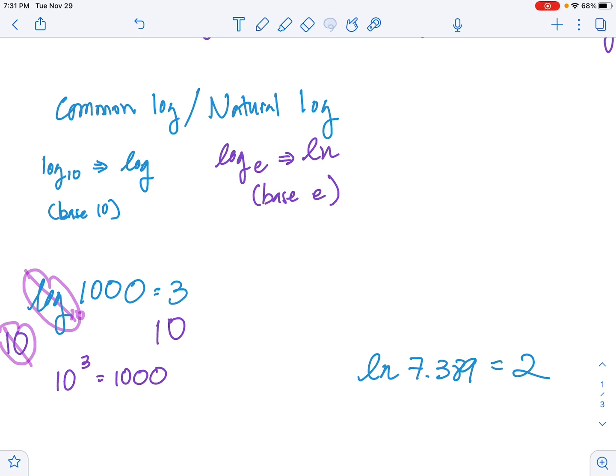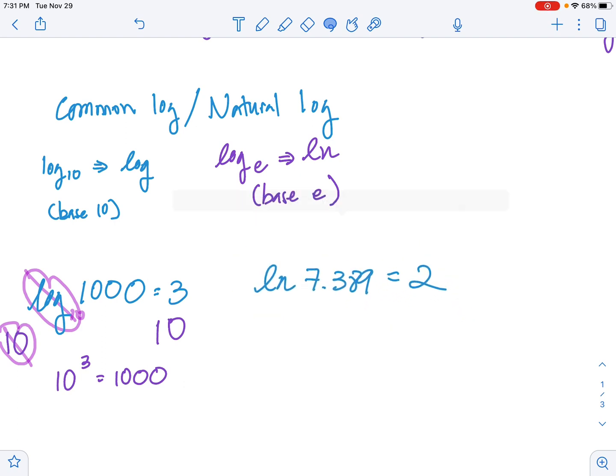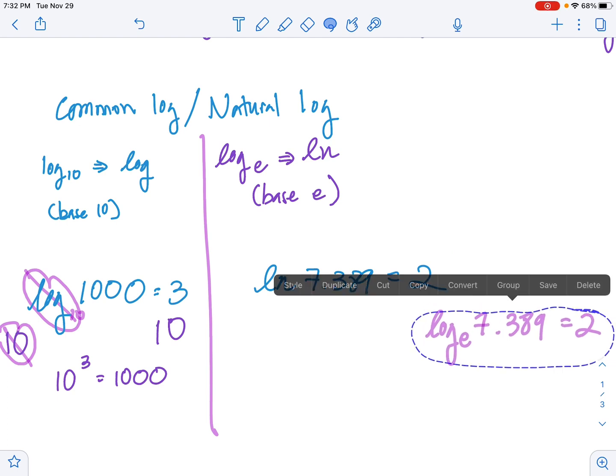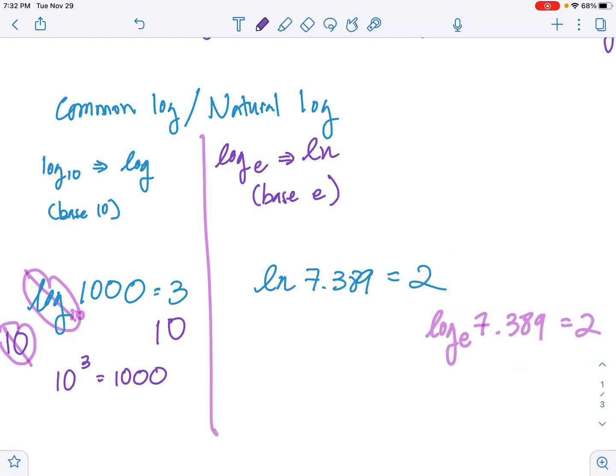This is our example for natural log: natural log of 7.389 equals 2. I see ln, but I know ln just means log base e. So if you really wanted to, you can change this to log base e of 7.389 equals 2. We want to get into the practice of just recognizing ln as base e, so we can skip that extra step and it's less work.